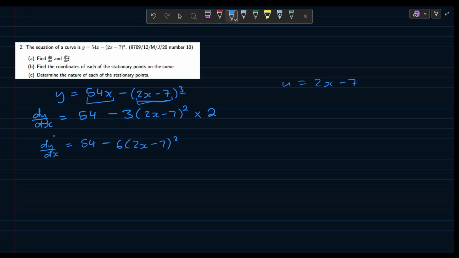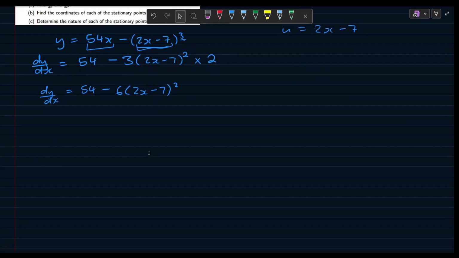Now we need to find our second derivative. So to get the second derivative, d squared y dx squared, you just differentiate your first derivative. So if you differentiate 54, which is a constant, you're going to get 0. So we've got negative 6, and then here bring down the power 2.